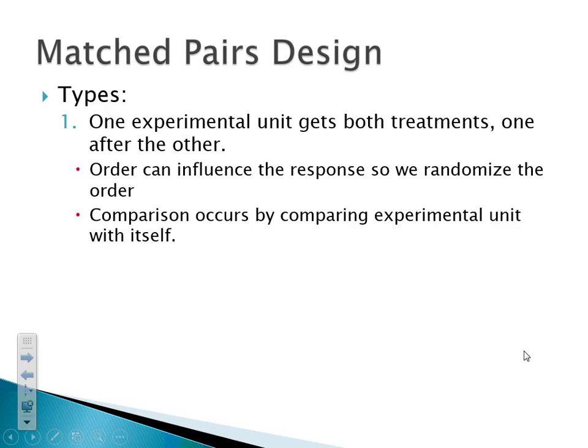All right, now, order could have an impact on things, so we're going to randomize that order, and we'll talk about that in an example here in a moment. All right, and comparison occurs by comparing experimental units to itself. And this, again, is a very common modification that is made in experiments because we recognize, especially with people, just how different people can be.